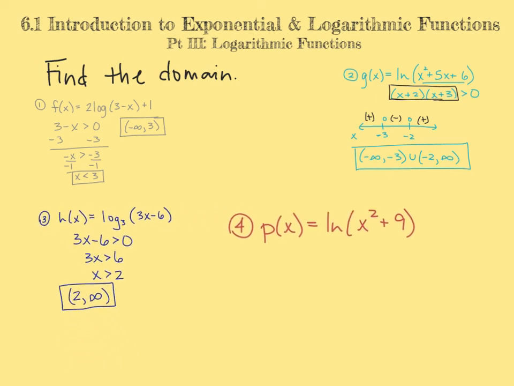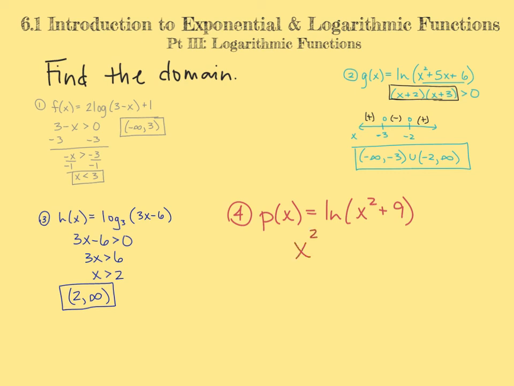Then our last one, we have another quadratic. And I didn't mean to put both the quadratics with the natural log. That's how my examples ended up working out. But again, we want what's inside the log function to be positive. So we'll say x squared plus 9 is greater than 0.